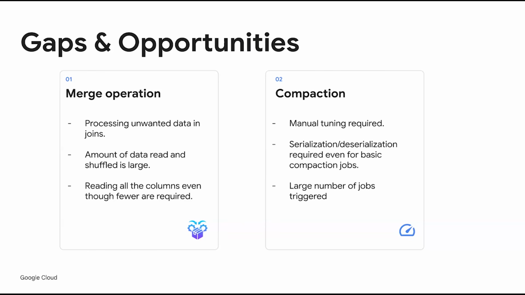The second is the table maintenance operation, which is compaction, that we want to improve. Upon investigation, there are three major problems with this as well. First of all, it doesn't leverage the full capability of the cluster if it runs with the default configuration, so we have to manually tune it. The second is it requires serialization and deserialization even for basic jobs, which can be avoided. And the third is the number of compaction jobs that are triggered. Those are very large. So these are a few of the areas of improvement that we are planning to address.